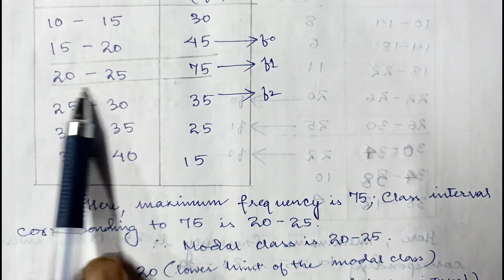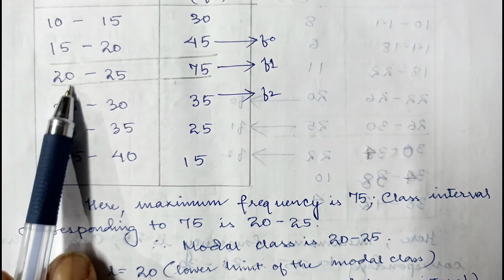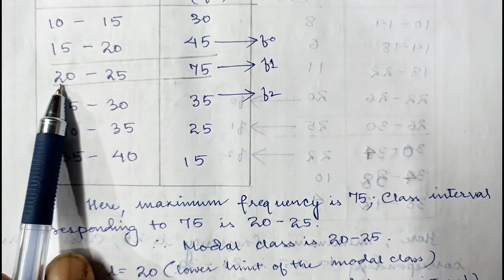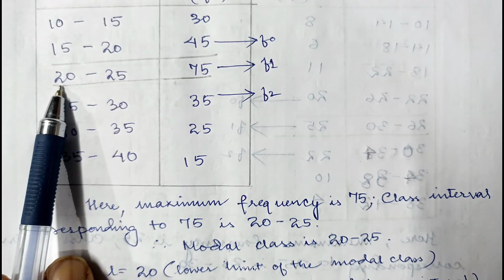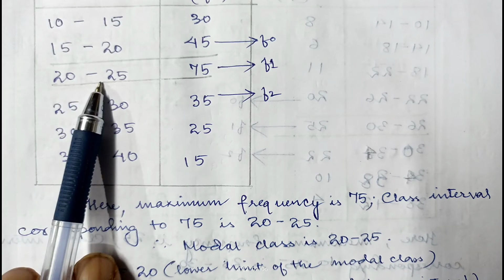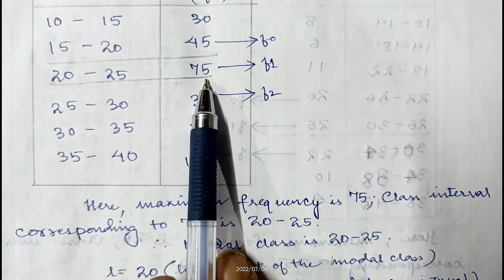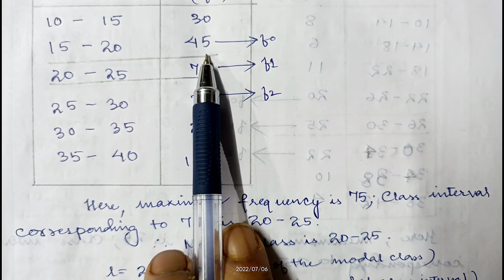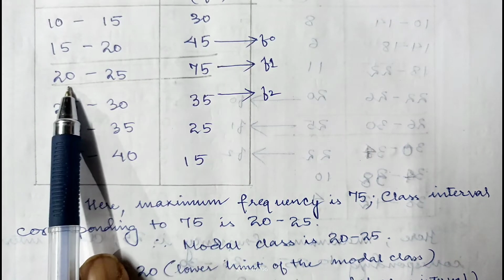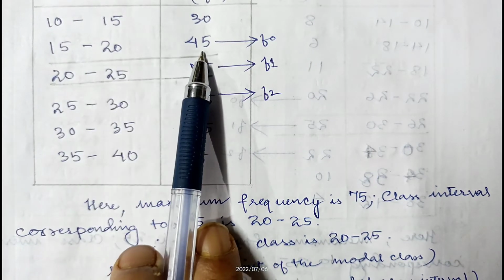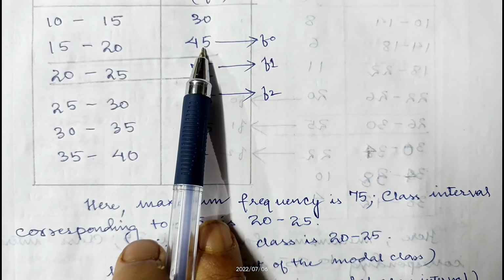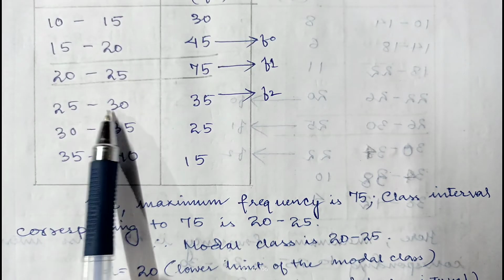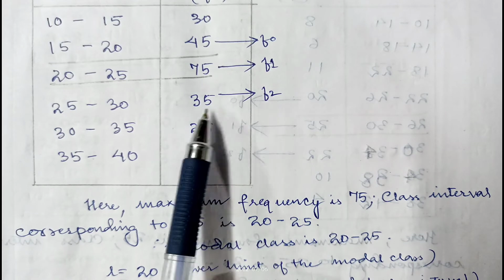Since 20 to 25 is the modal class, the lower limit of the modal class will be 20, so we can consider L is 20. Here the class size, 25 minus 20, is 5, therefore H, the class size, is 5. The frequency of the modal class is 75, so F1 equals 75. The frequency of the class preceding the modal class is 45, so F0 is 45. Since this is the modal class, 25 to 30 is the succeeding class, and here the frequency is 35, so F2 is 35.